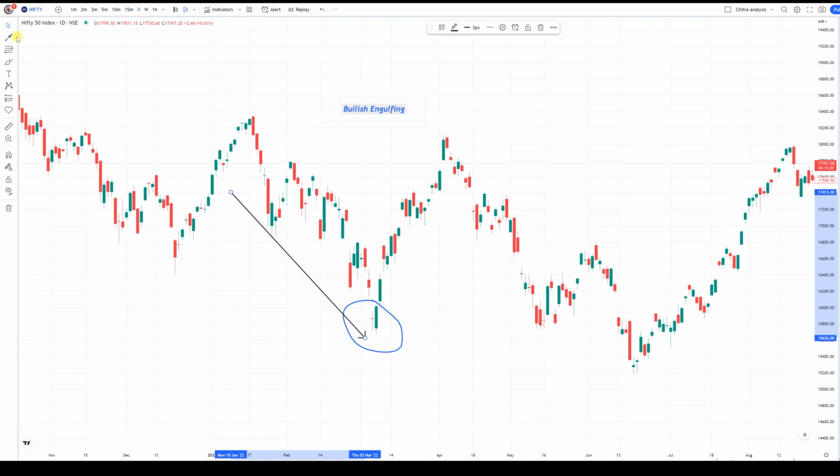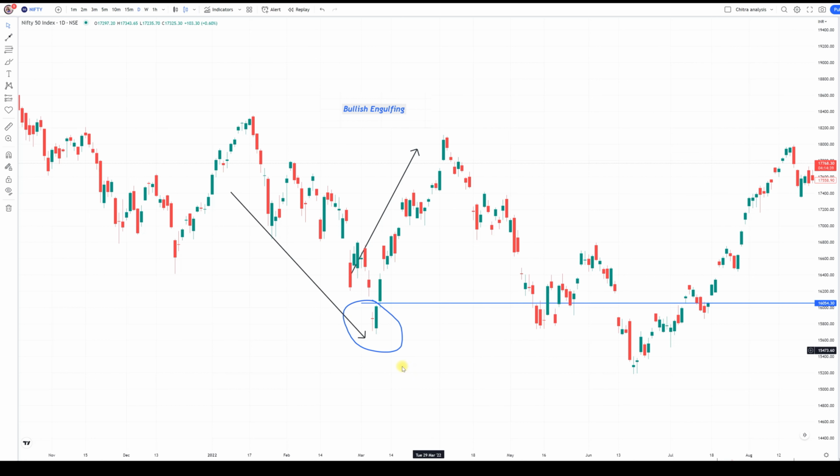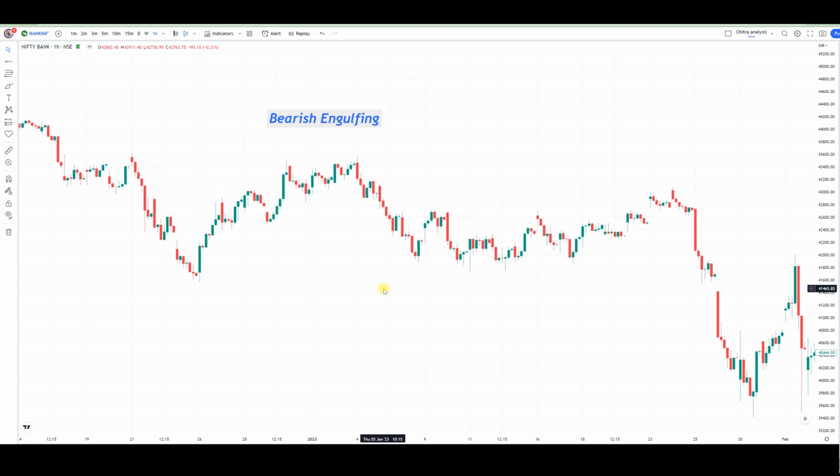So how to enter into the trade, I will tell you now. Once the green candle's high is broken, one can enter into the long trade. Now you can ask me what the stop loss will be if you enter the long trade. The stop loss is the low of this green candle.